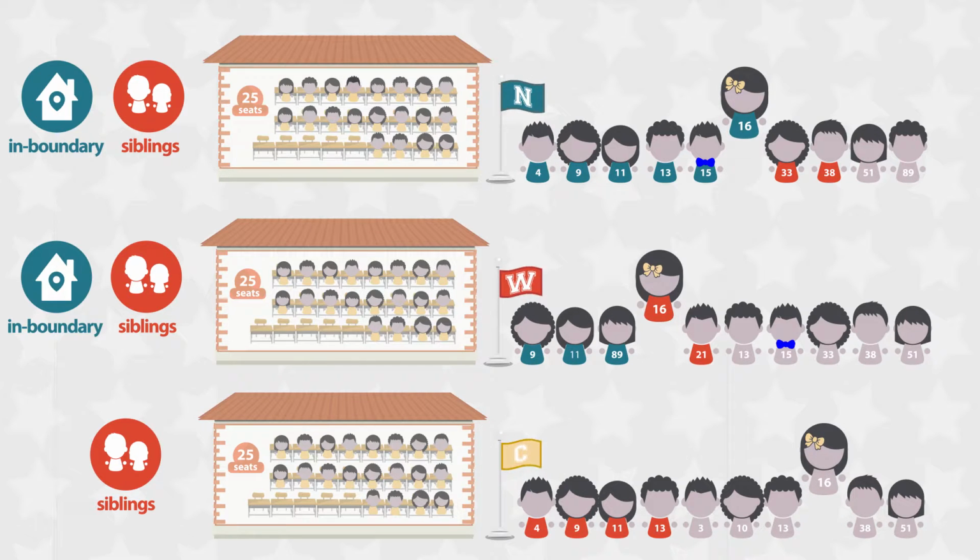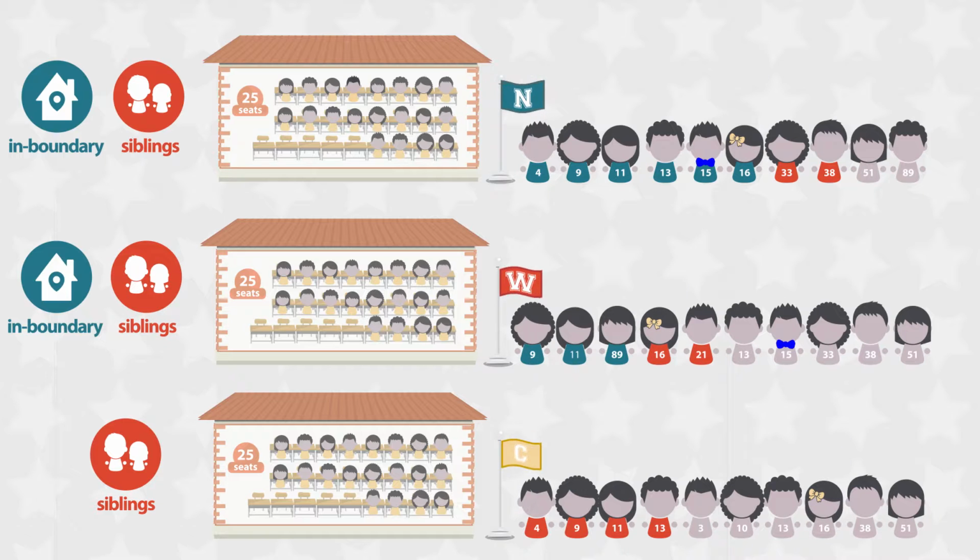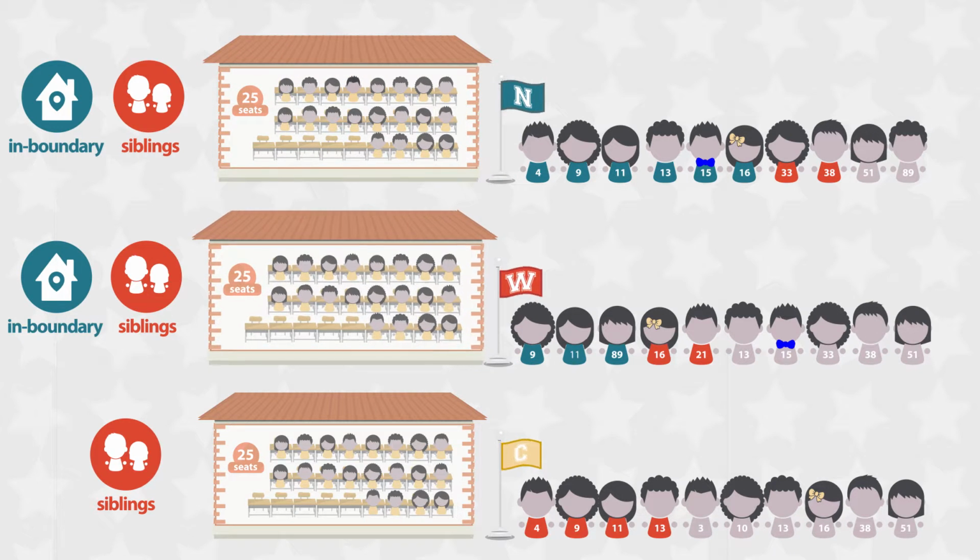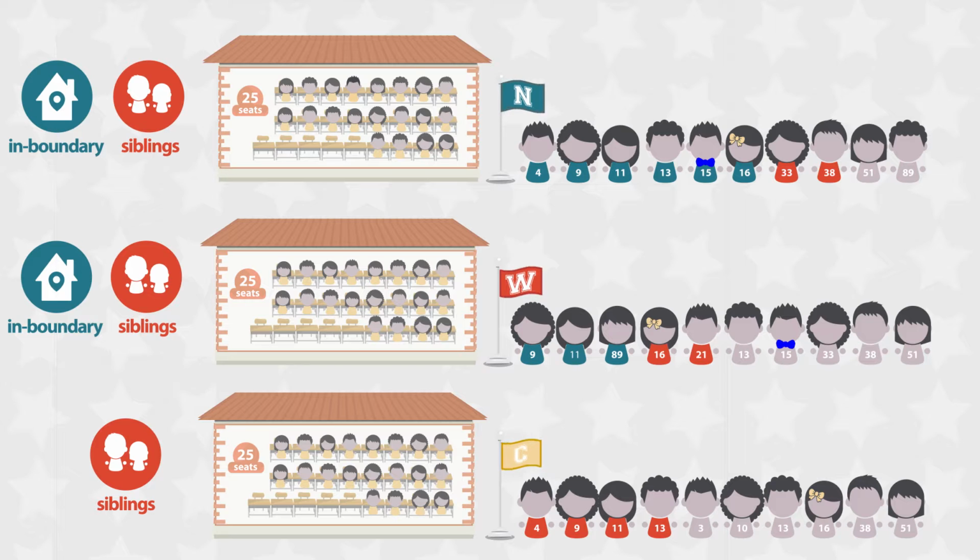Kayla is entering pre-K 3. She lives in the boundary of Nat's School and has a sibling who attends Wizard's School. She was assigned a random lottery number of 16. She applied to Nat's School as her first choice, Wizard's School as her second choice, and Capital's School as her third choice.